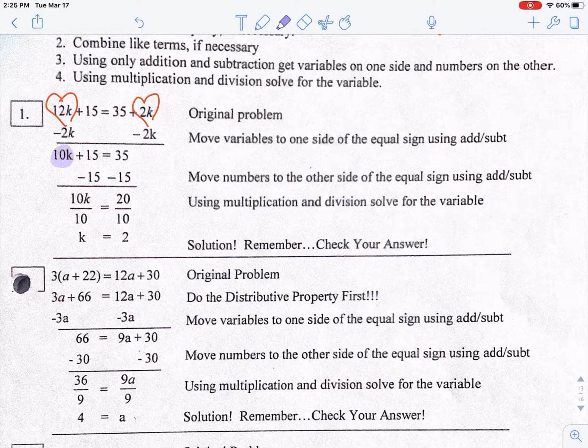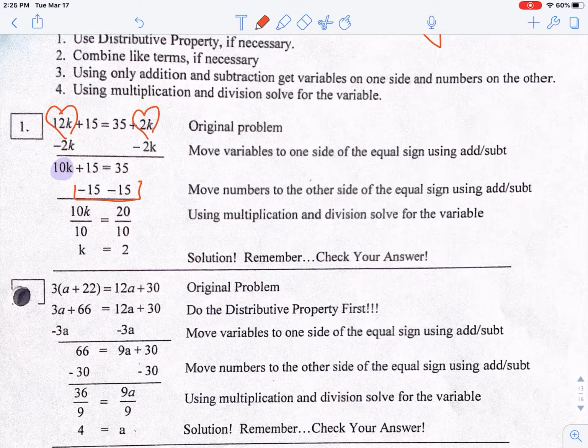Since we had variables on just one side of the equation, we now wanted to get the constant numbers on the other side. So that's why they subtracted these 15s over here. And again, we get 10k is equal to 20. Keep going, solve for k. We should get k equals 2. So these can be overwhelming at first, but the more you practice them, the easier they get, okay?